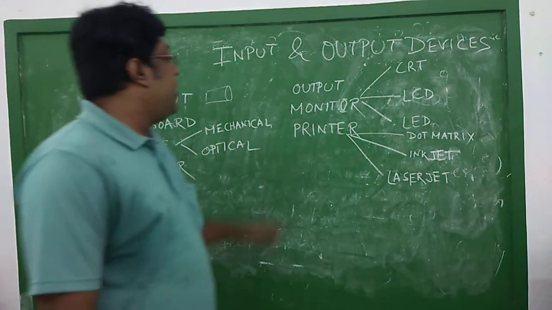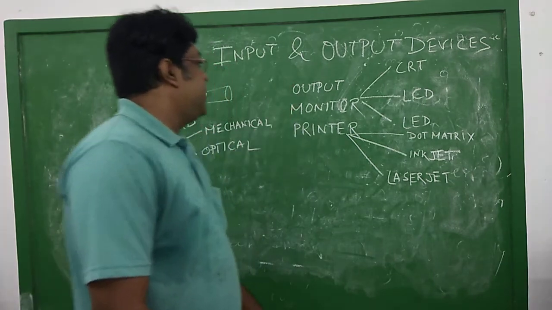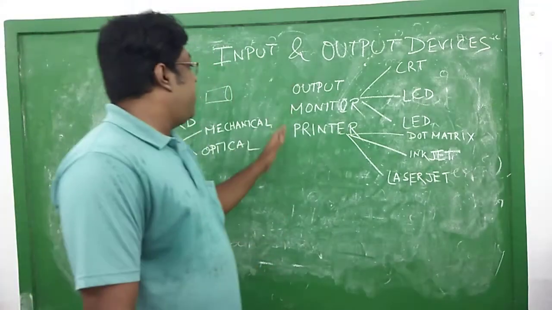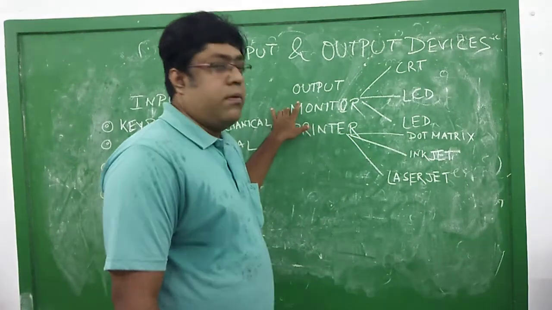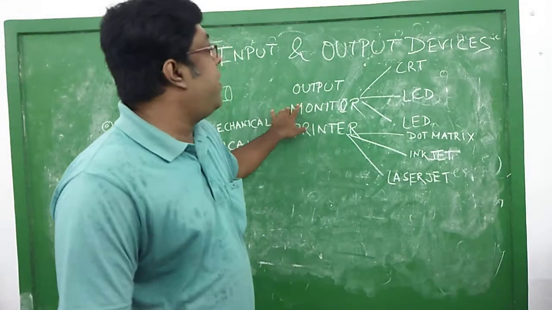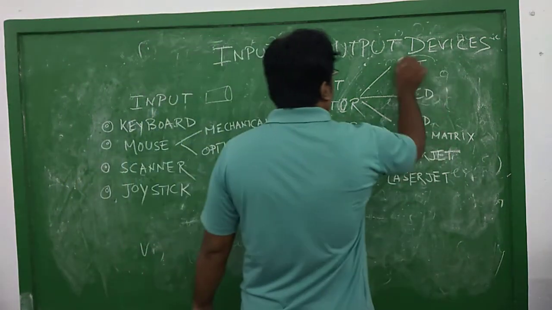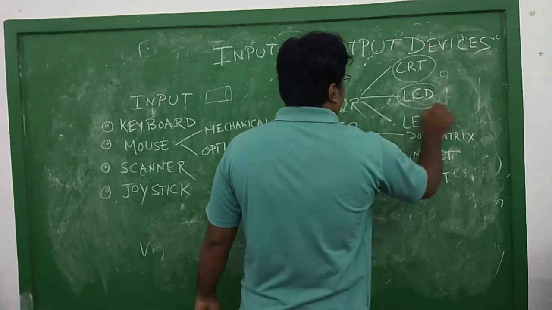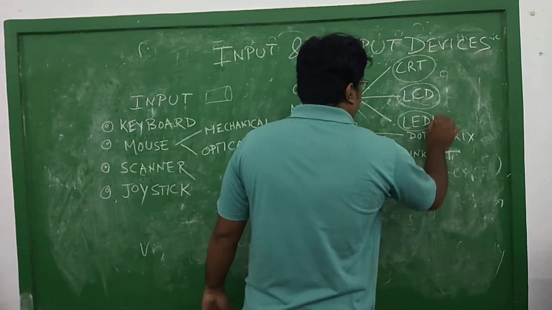Next we are talking about the different output devices. First important output device is monitor. Three different categories of monitors are found: one is CRT, LCD and LED.